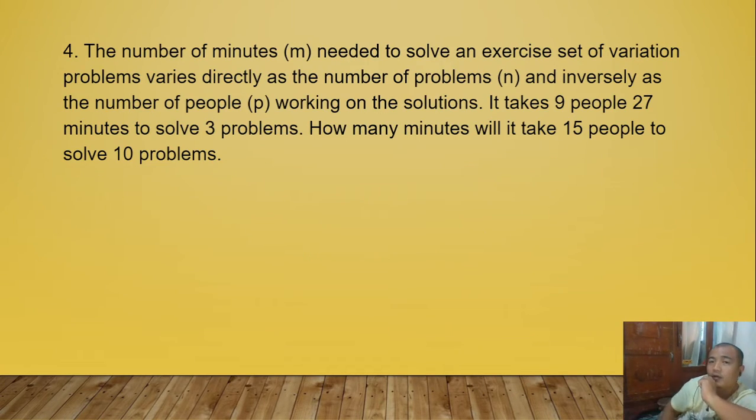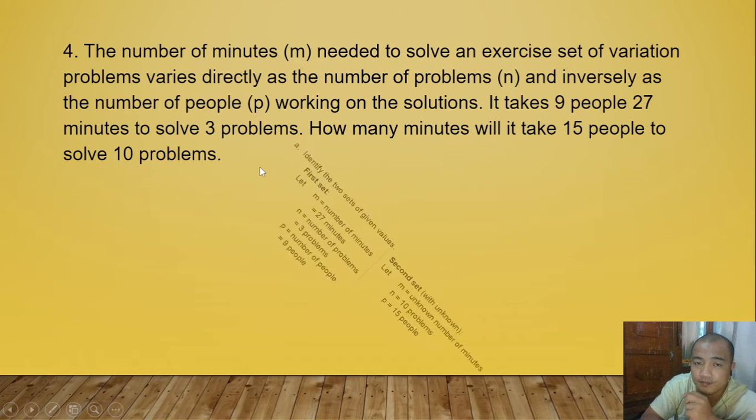We have here number 4. This is an example of a combined variation because it involves direct and inverse variation. The number of minutes M needed to solve an exercise set of variation problems varies directly as the number of problems N and inversely as the number of people P working on the solutions. It takes 9 people 27 minutes to solve 3 problems. How many minutes will it take 15 people to solve 10 problems?